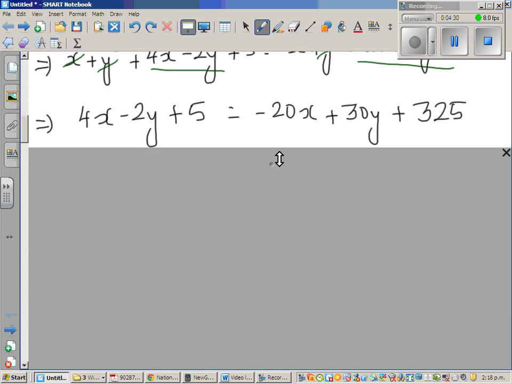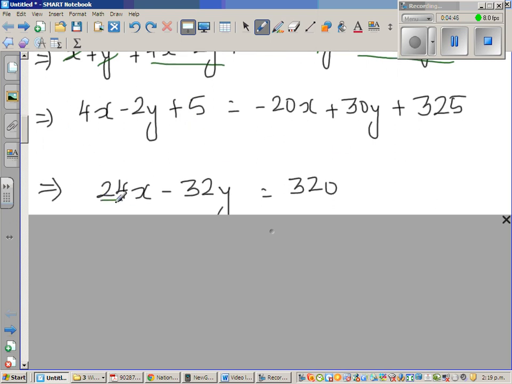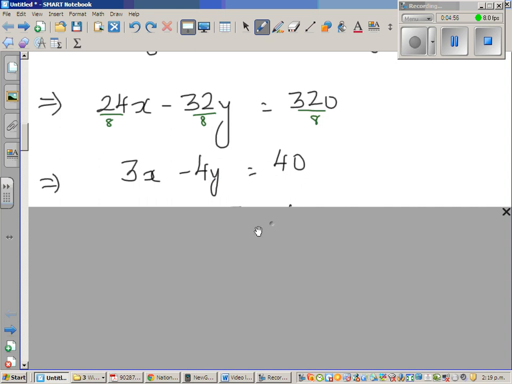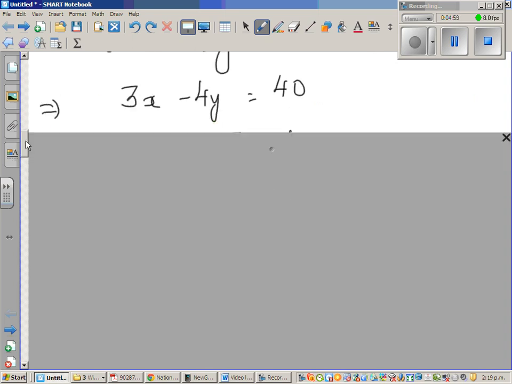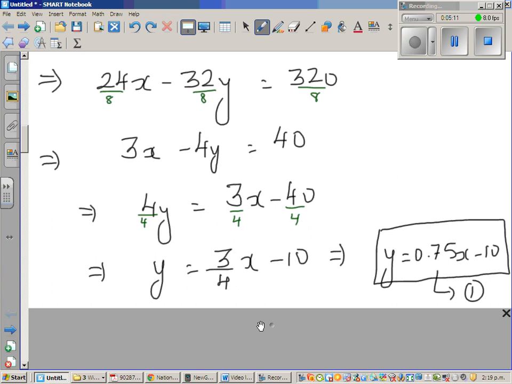Now, making it into an x, y form. You add 20x to both sides, you get 24x. You take away 30y from both sides, you get this. And you take away 5. So this is this, and you can divide this by 8, this by 8 and this by 8. So the next step is 3x minus 4y is 40, and now I'm going to make y the subject. So 4y is 3x minus 40. I can divide this by 4, this by 4, and this by 4. So that is nothing but y is equal to 0.75x minus 10.